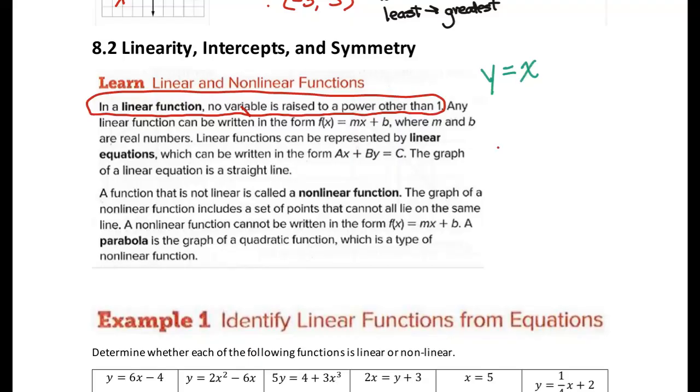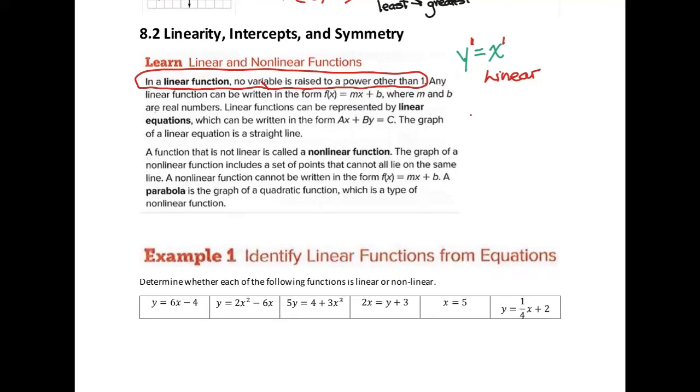What is the exponent or the power on those variables? Yeah, it's a 1. So is that linear? Yeah, this would be linear. So all you need to make sure is that when you have an equation, if all the variables have an exponent of 1, or 1 understood as it's not written, that means they're linear.